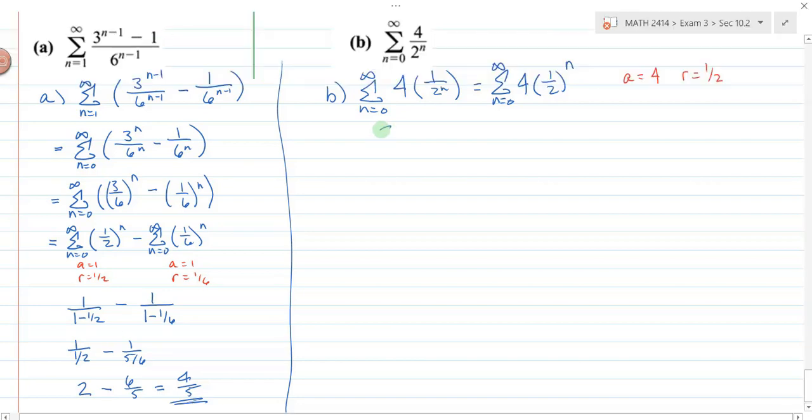And using the formula for the sum of a geometric series, we see that that sum is going to be A over 1 minus R. So that's going to give us 4 divided by 1 minus 1/2, which reduces to 4 over 1/2. And when we flip and multiply, that's going to give us 8. These are both convergent geometric series, and the sum for part A is 4/5, and the sum for part B is 8. And this wraps up section 10.2.